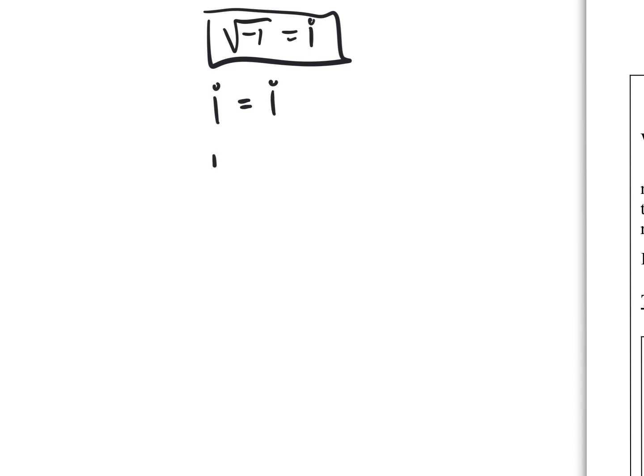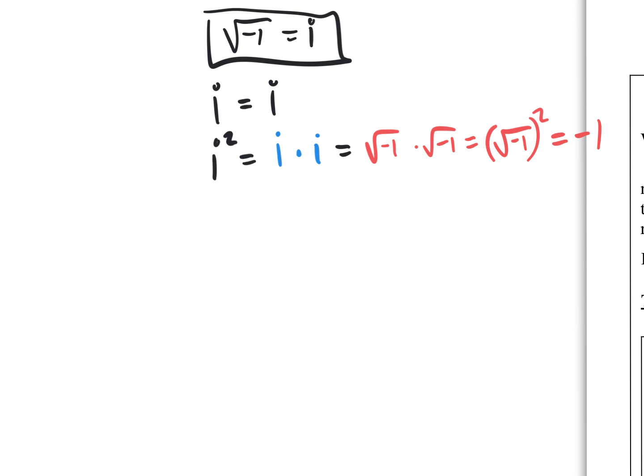Okay, but what is i squared? What is i squared? i squared is really i times i, and we know that i is the square root of negative 1, so instead of i times i, I'm going to rewrite it as the square root of negative 1 times the square root of negative 1. And that really implies that you have the square root of negative 1 to the second power, and we know that the square root and the power of 2 undo each other, which gives you the answer negative 1. So it's negative 1.